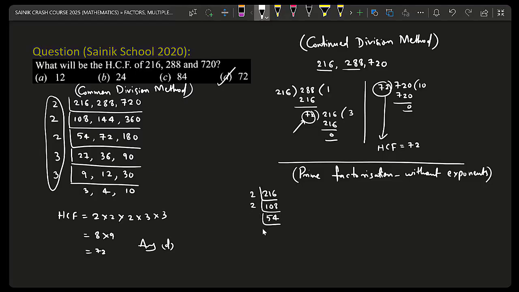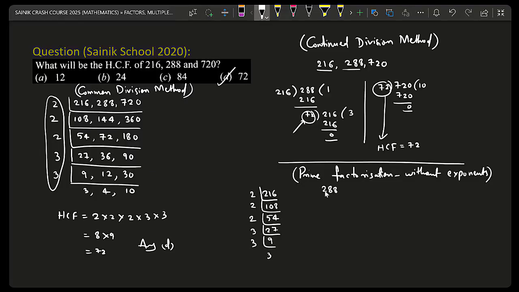Again 2. What is the quotient if I divide by 2? 2 twos are 4. 2 sevens are 14. Okay. Next it is divisible by? 3. 3 nines are 27. Next, 3. 3 threes are 9. And finally we got a prime number. Can we stop this? Yes, sir.